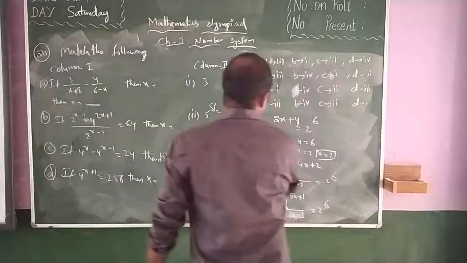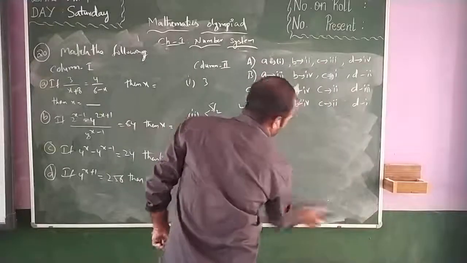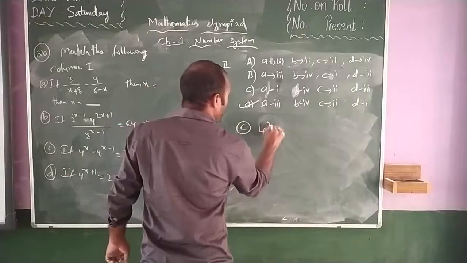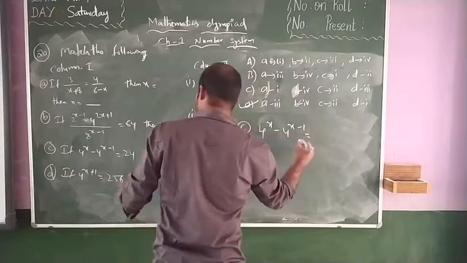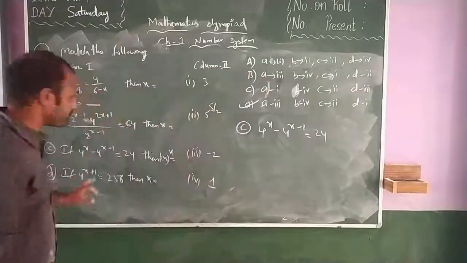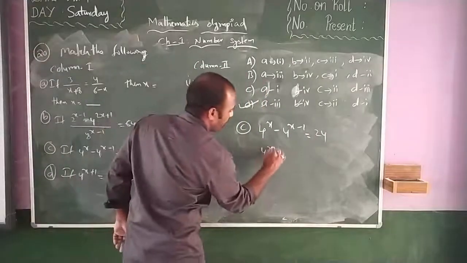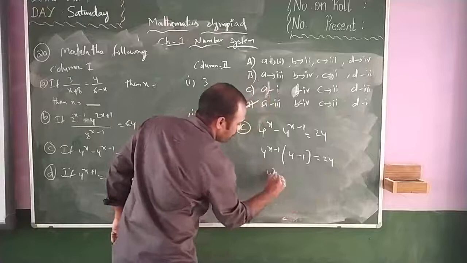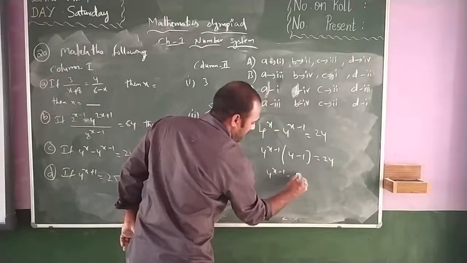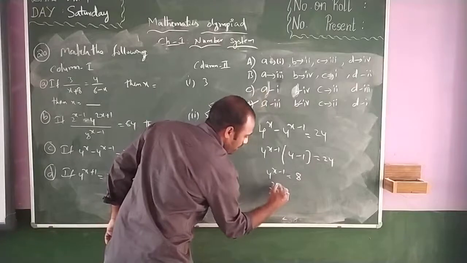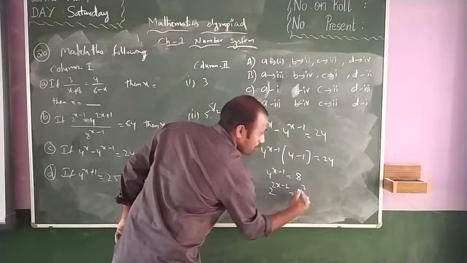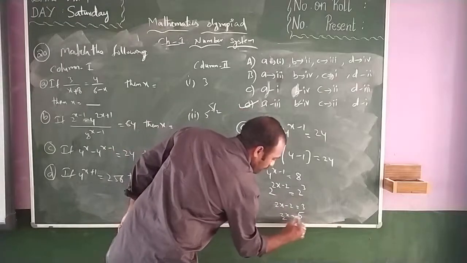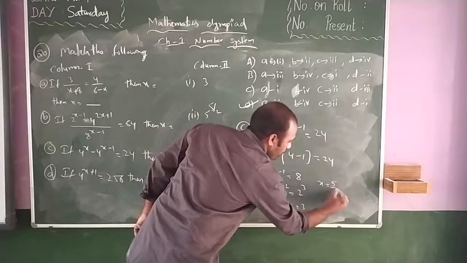So next let us do C. In option C, 4 to the power of x minus 4 to the power of x minus 1 is equal to 24. So we can take 4 to the power of x minus 1 as common. In this, 4 is left, 4 minus 1, which is 24. So 4 to the power of x minus 1 is 24 by 3, which is 8. So this can be written as 2 square, 2x minus 2, 2 cube. So 2x minus 2 is equal to 3. So 2x is equal to 5. x is equal to 5 by 2.